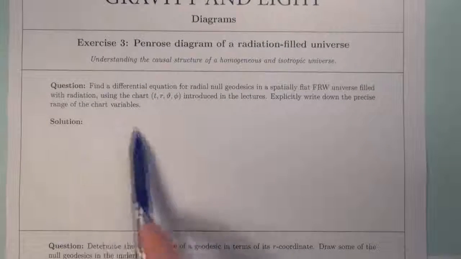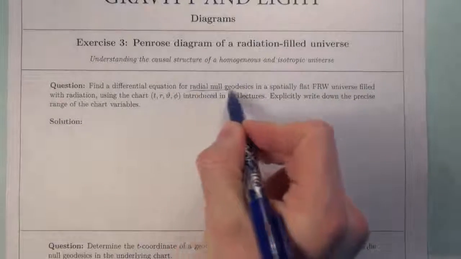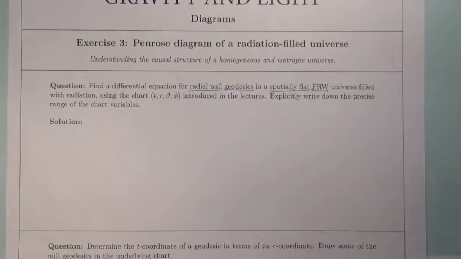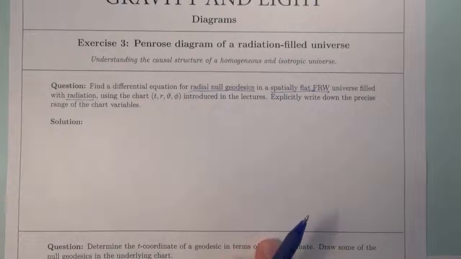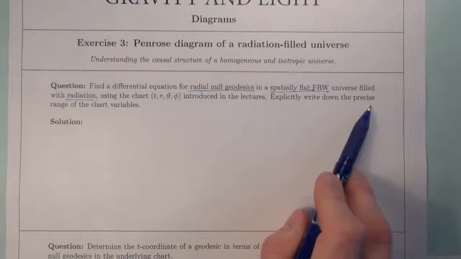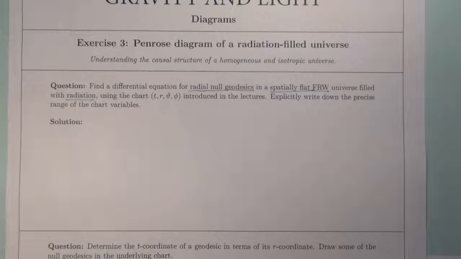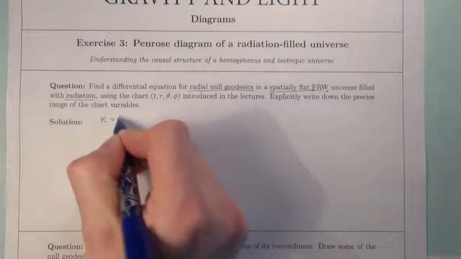So first we read the question. Find a differential equation for radial null geodesics. So that is important. In a spatially flat FRW universe filled with radiation, we should use this chart and then write explicitly down the range of the chart variables. Okay, so the first thing that we notice is we are spatially flat. That means kappa equals 0.